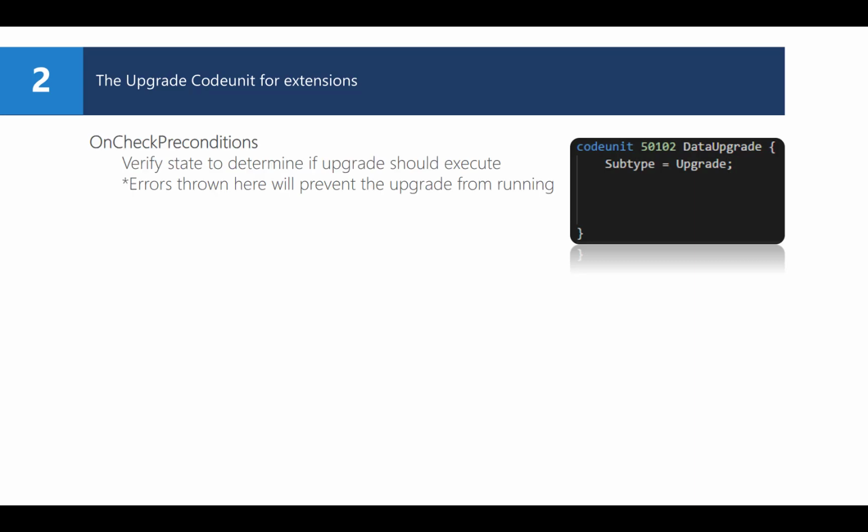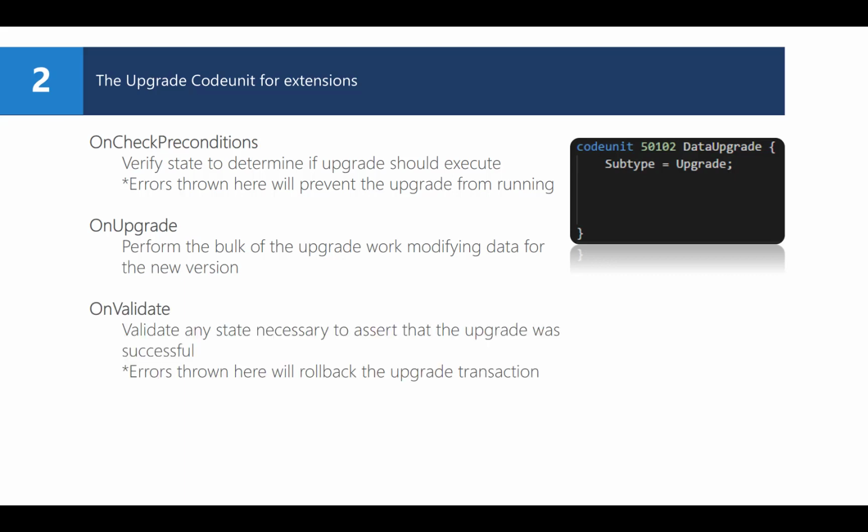OnCheckPreconditions is the first trigger that will be executed, right at the beginning of the upgrade process. Here you can check the state of the app and raise errors when necessary, which will block any further execution of the upgrade. Next, the actual upgrade code should be executed, which you can write in the OnUpgrade triggers. If you would like to check if the upgrade was successful, you can use the OnValidate triggers, which will be executed right at the end. Let me show you how this works in practice.